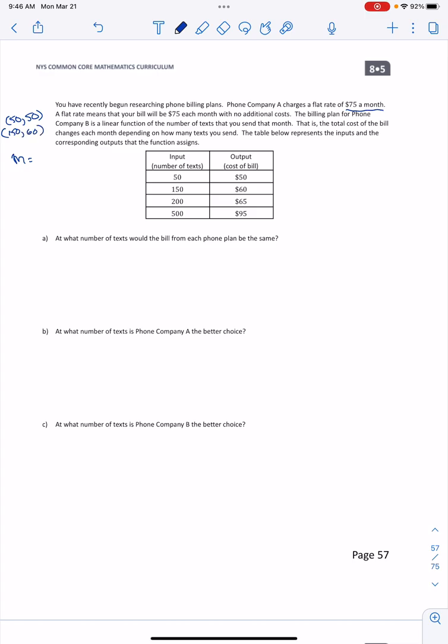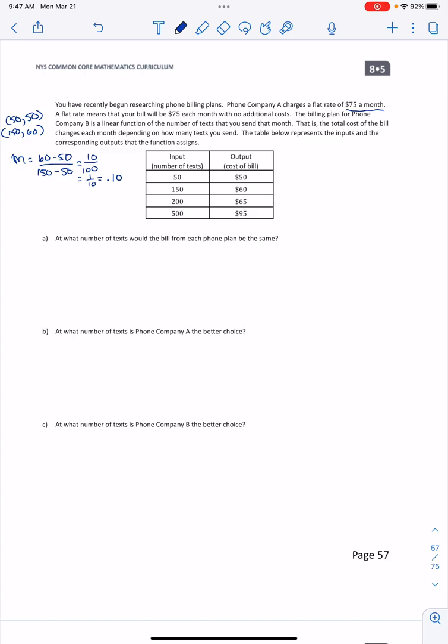So here we've got 60 minus 50 over 150 minus 50. So we've got 10 over 100, which is 1/10, which is 0.10, or 10 cents for every text. So that's what it's going to cost.